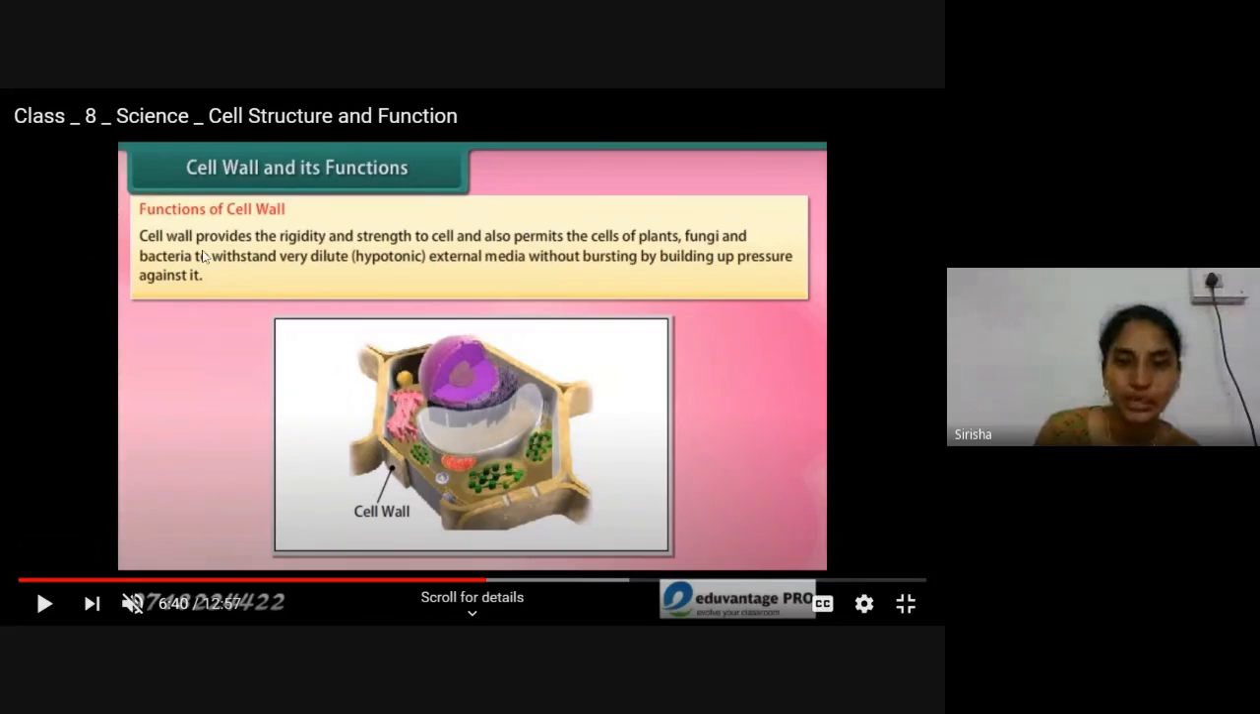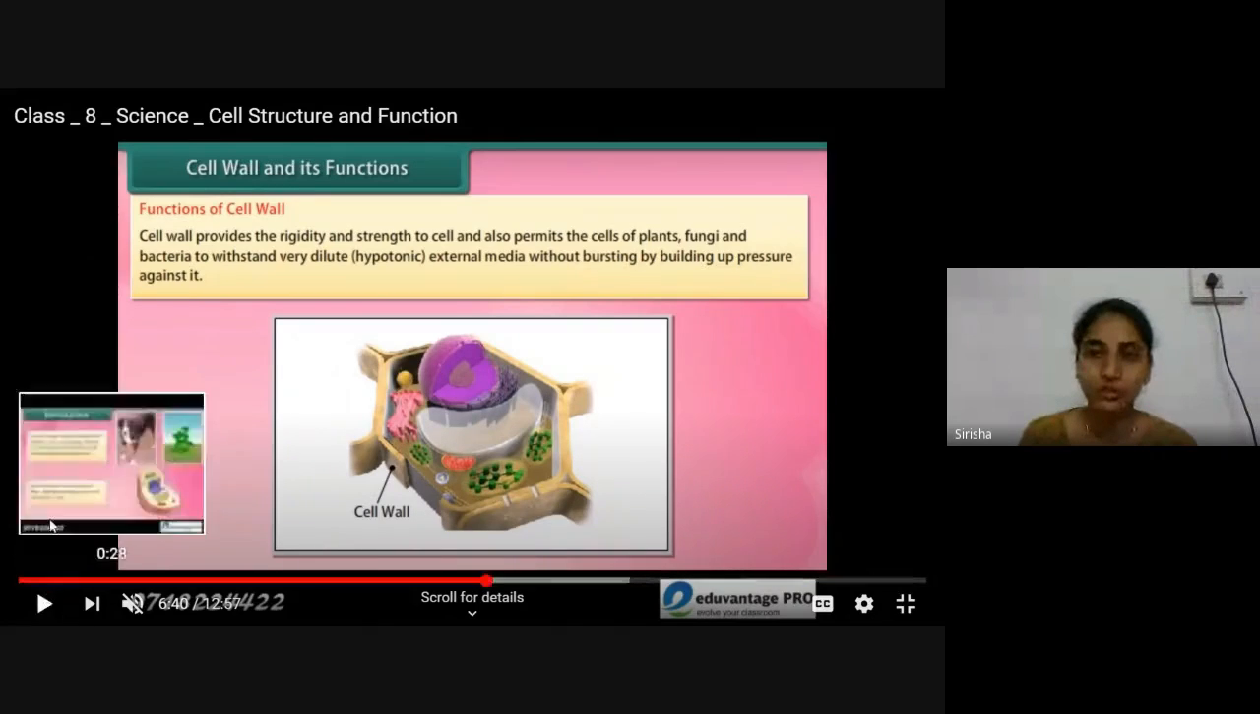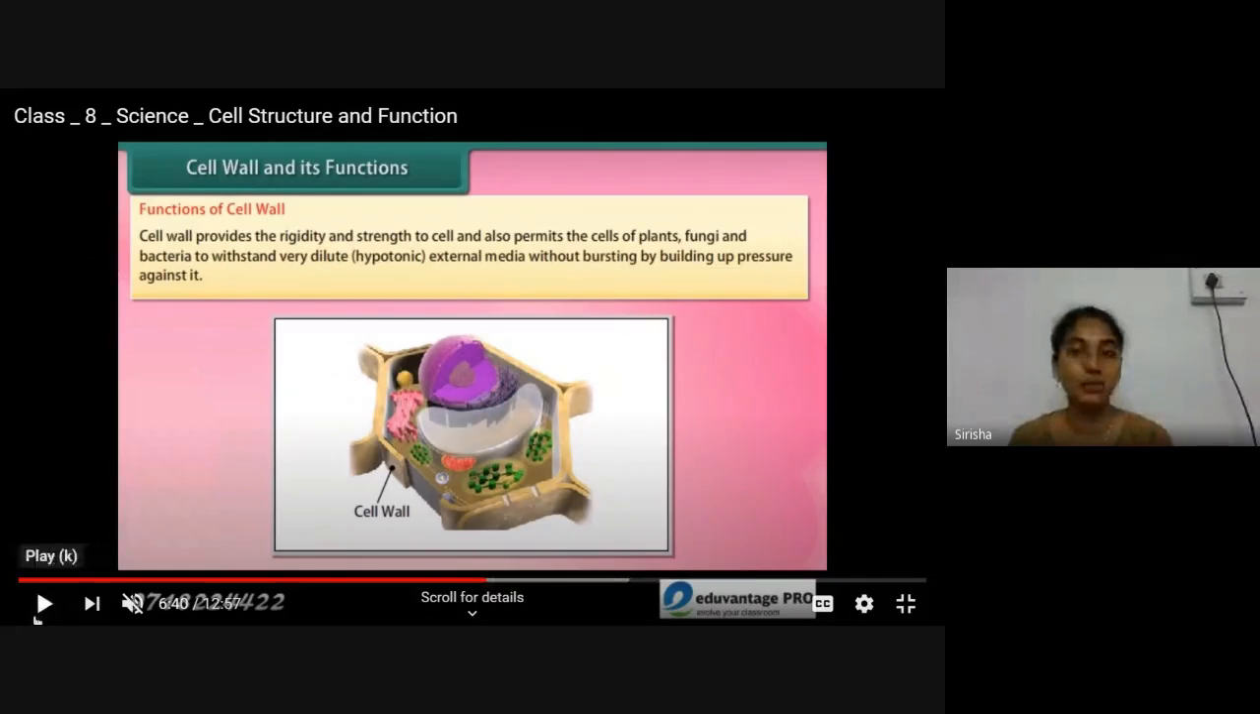So without bursting, by building up a pressure against it, what will this cell wall do? The cell wall will build some pressure inside to deny this osmosis or to deny this bursting process. This is the main function of the cell wall. The cell wall gives rigidity as well as strength, and it is present only in plant cells. Where is it located exactly? It is located above the plasma membrane. And what is it made up of? Cellulose. Because of this cellulose, it gives rigidity and strength to the cell.